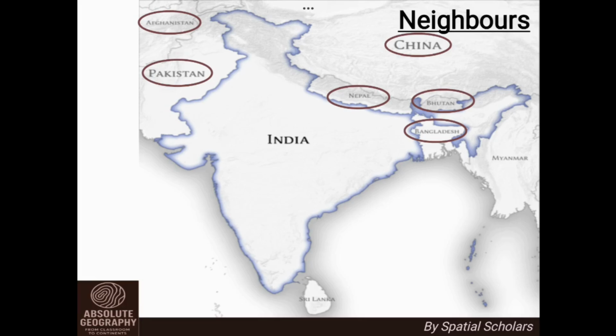Then we have Myanmar, which is the only country from Southeast Asia that shares a border with India. In the south, we have Sri Lanka. We do not have any land border with this country, but we are connected through the Palk Strait. So these are the major countries neighboring India.